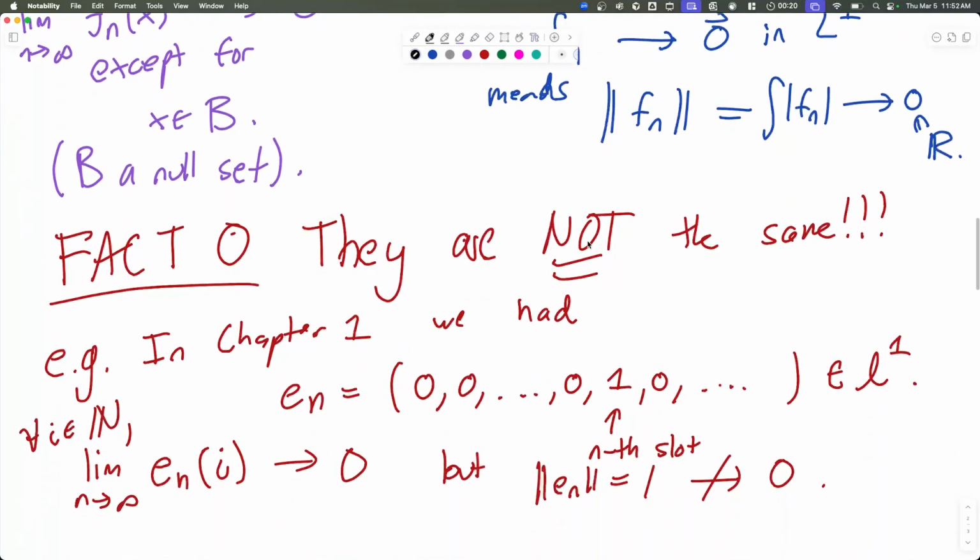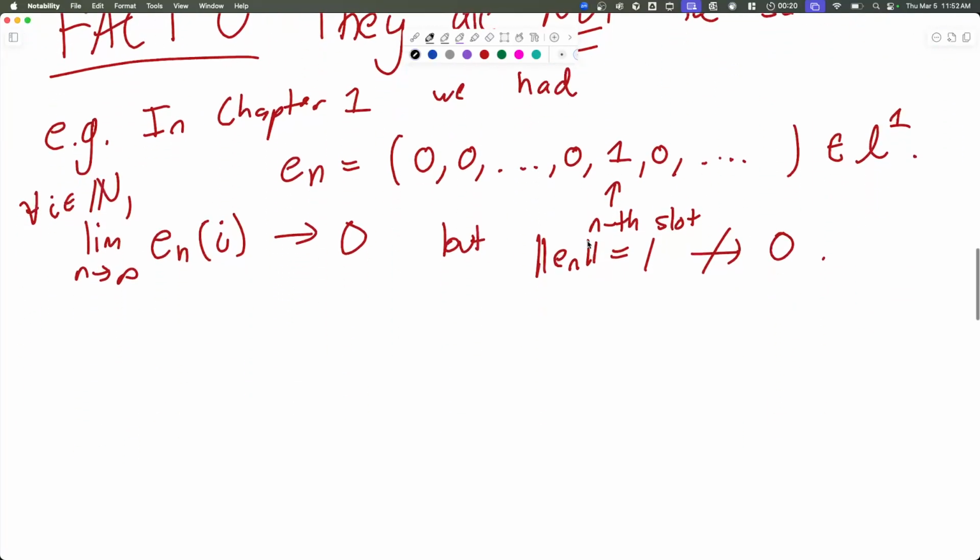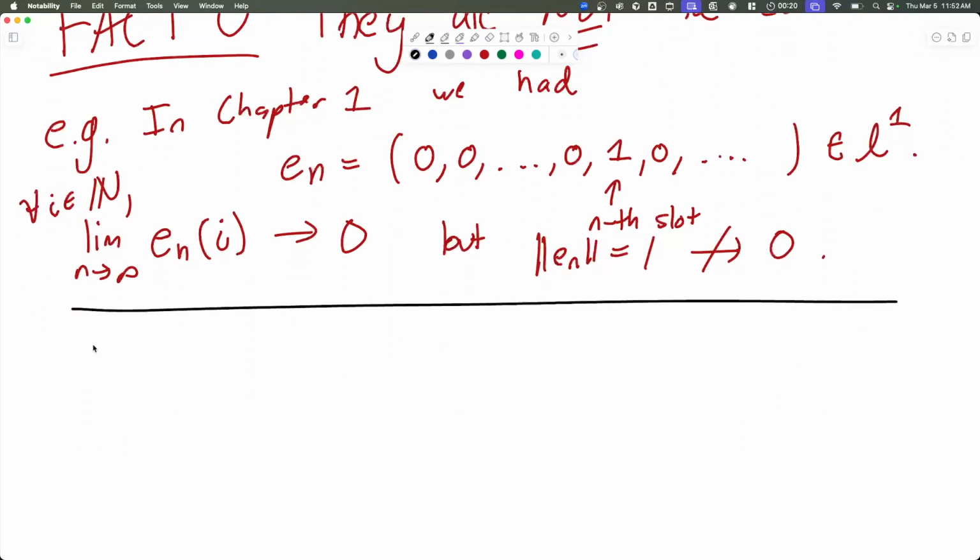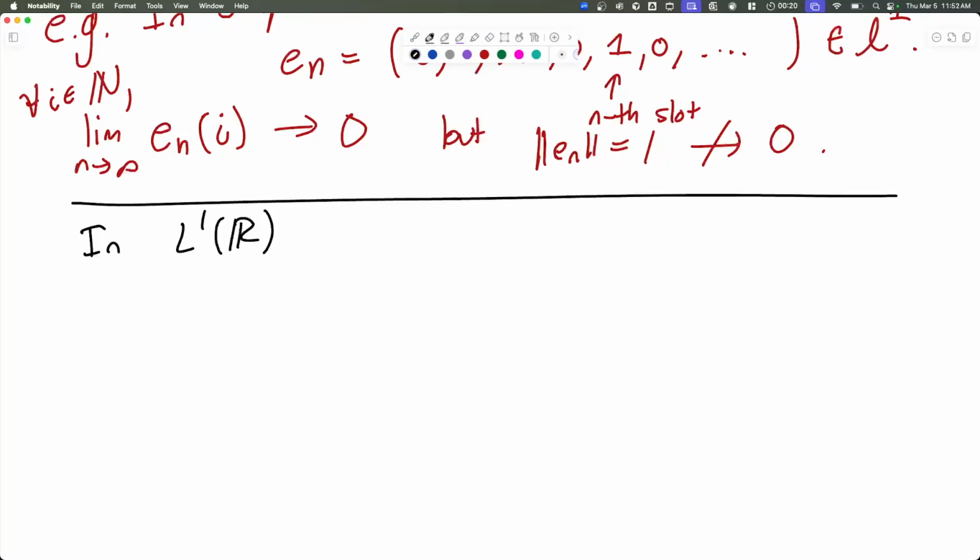Other questions about this example? So let's do some examples like this in L1. So now we're going to have similar examples in L1 of R. Okay, and here is the one example I really like. And actually, okay, let's not even do L1 of R. Let's do L1 of 0, 1.